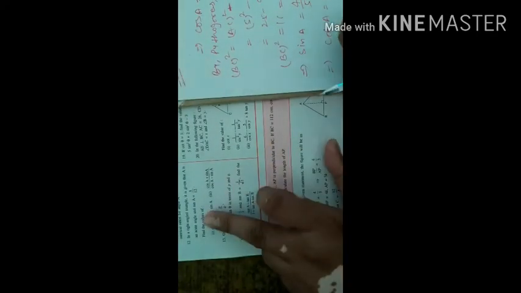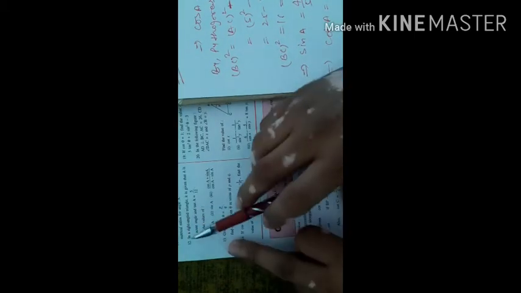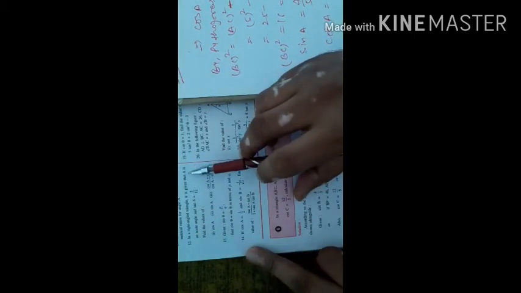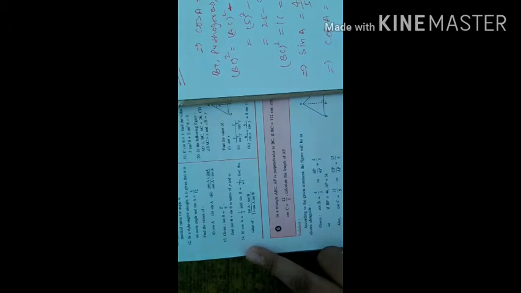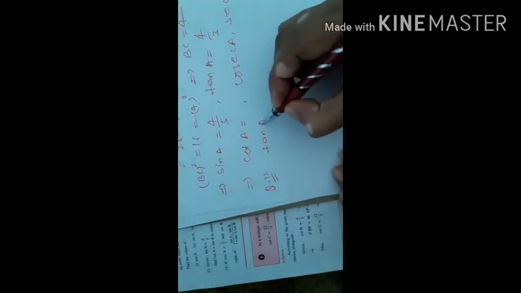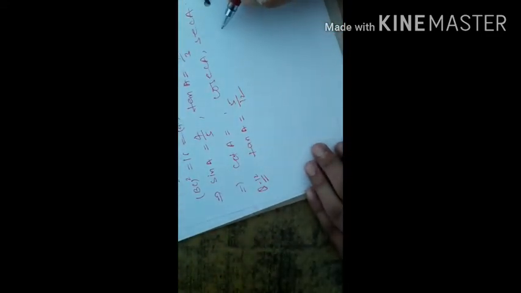Then here is question number 12. In question number 12, it is given that in a right angle triangle, A is an acute angle, and tan A is equal to 5 upon 12. So it is given here that tan A is equal to 5 upon 12.